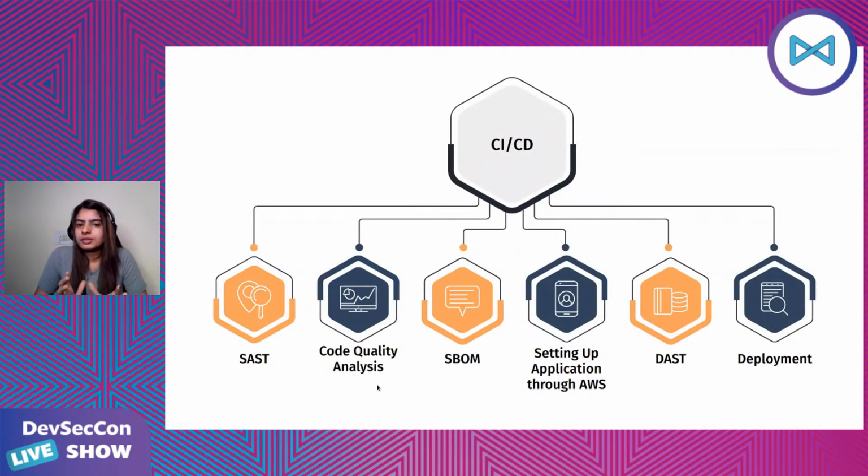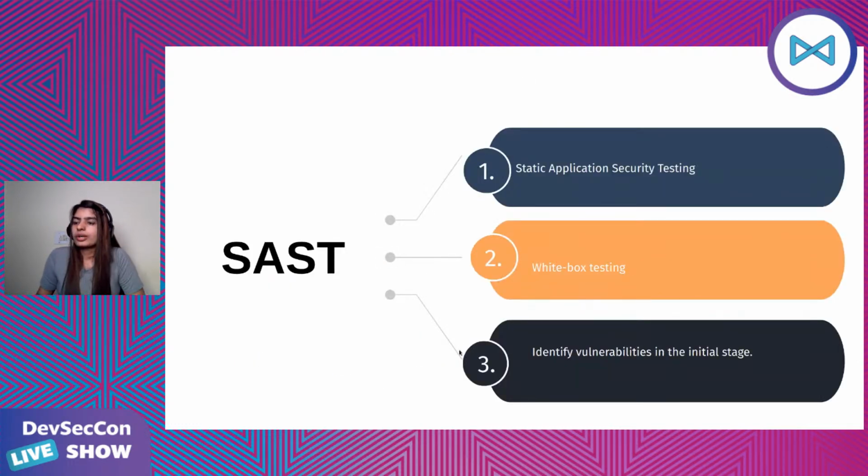So here is a simple structure for the CI/CD. First, I will be explaining SAST and showing the demo, then code quality analysis, then comes SBOM, then setting up the application through AWS and DAST, and then the deployment of the application. Over here, I will be using a demo application, that is SuiteCRM.